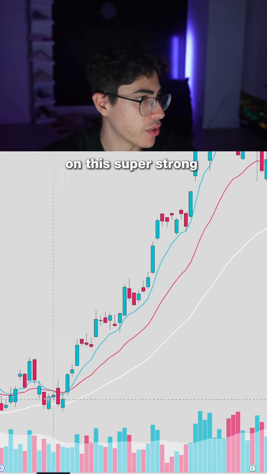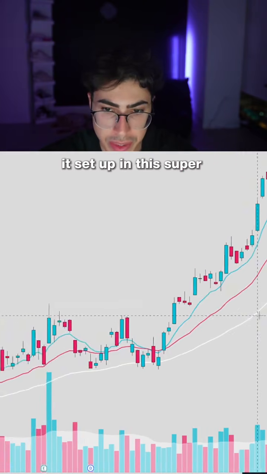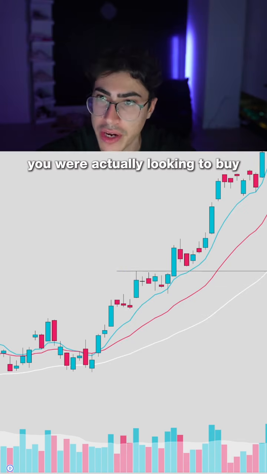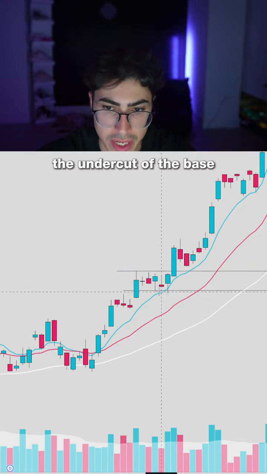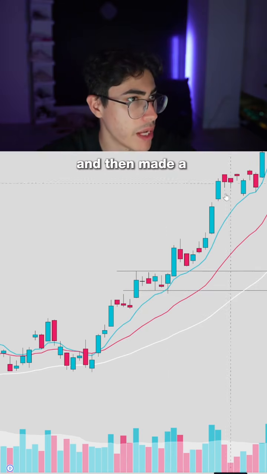Here's another example in this super strong stock right here. You can see it's made a massive move up. It's set up in this super tight base right here, and then instead of playing the breakout right there, you were actually looking to buy the undercut of the base. So it undercut into the moving averages, reclaimed that level, and then made a massive move higher.